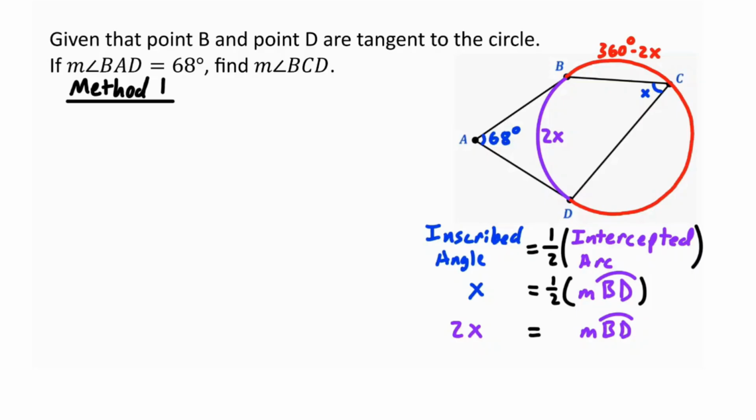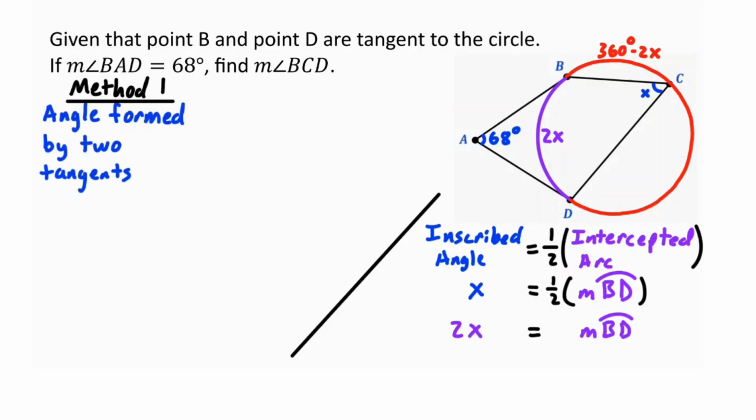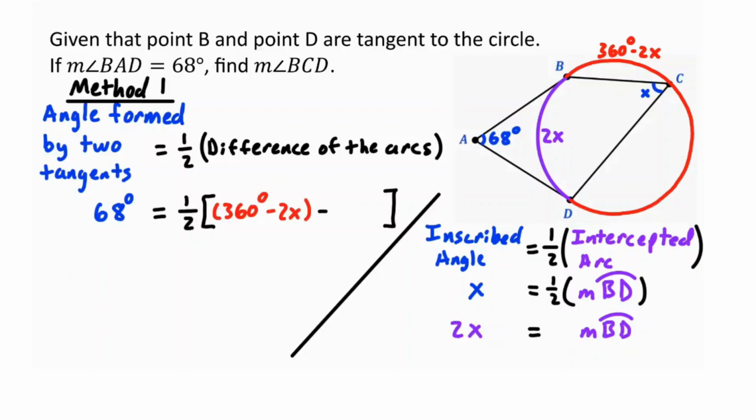Next, what can we do with the 68 degrees? Well, this angle is an angle formed by two tangents. That would be equal to 1/2 of the difference of the arcs. The angle being 68 degrees, and the two arcs being the major arc, 360 degrees minus 2x, and the minor arc, which is 2x. We'll multiply both sides by 2, and then we'll combine the negative 2x with the minus 2x to get minus 4x.